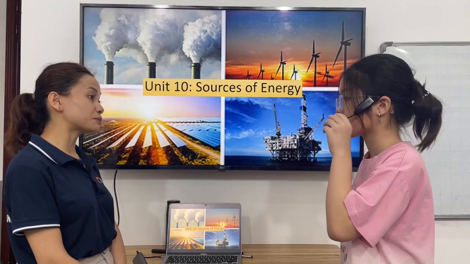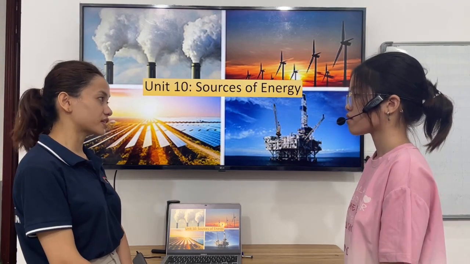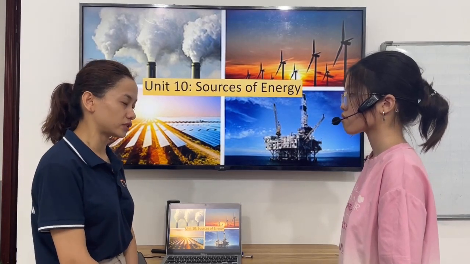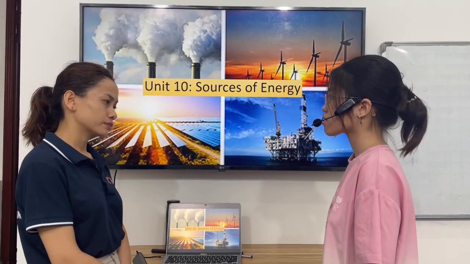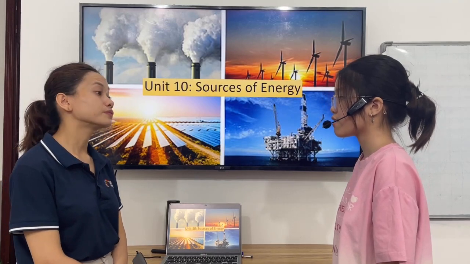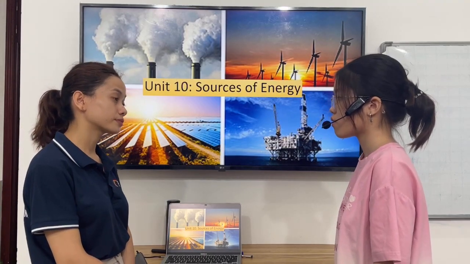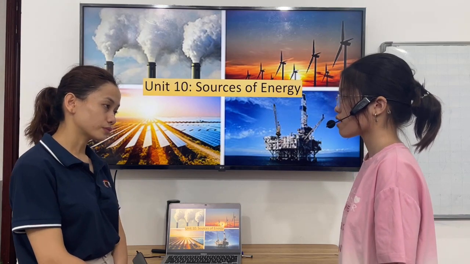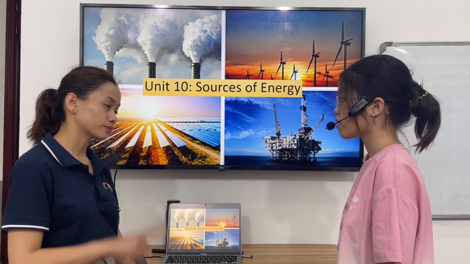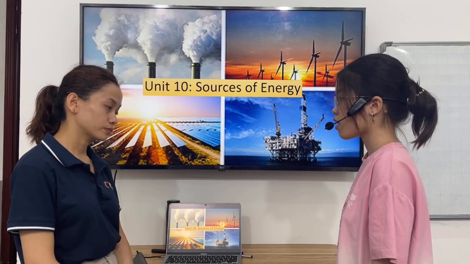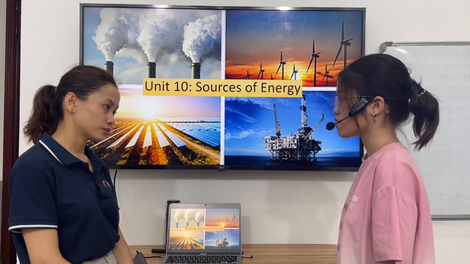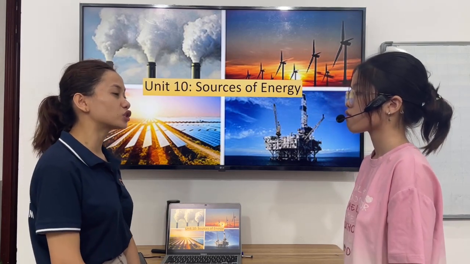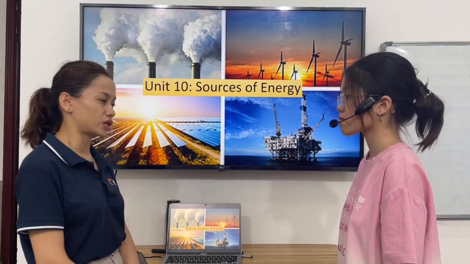Festival. Okay, now let's have the speaking test for Unit 10, sources of energy. What are the renewable sources of energy? There are five different renewable sources of energy. These are hydropower, solar power, wind power, biomass, and biomass.